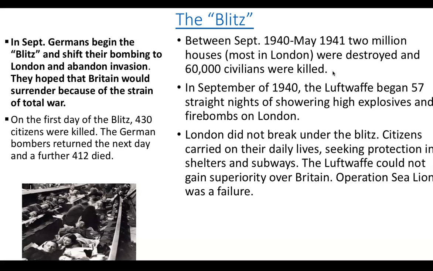People lost their homes. They started sleeping in subway stations, thinking it was safer underground. They built bomb shelters. On the first day of the Blitz, 430 citizens were killed. The German bombers returned the next day, and a further 412 died. So you can see it's pretty much impossible to live your daily life.